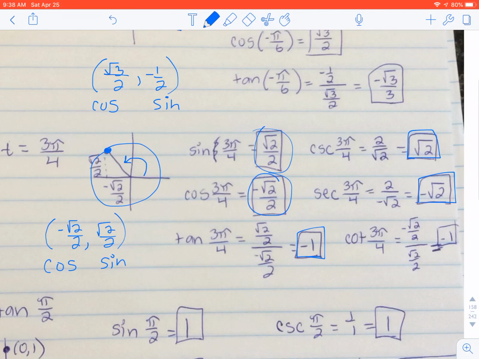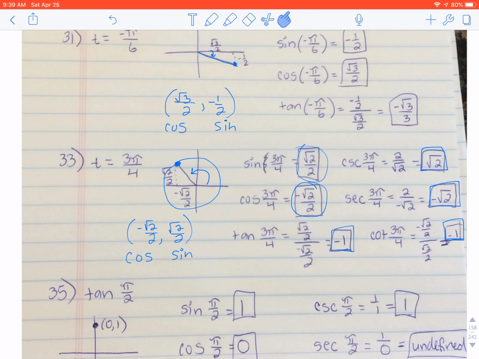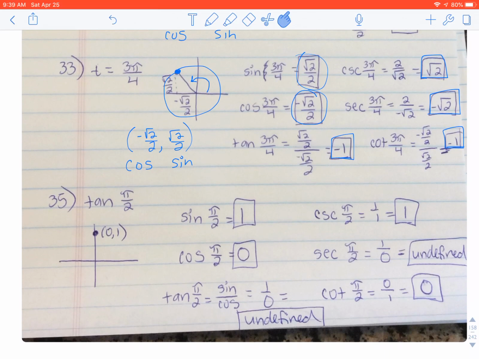The cotangent of 3 pi over 4. Again, take the reciprocal. So we have negative square root 2 over 2 over square root 2 over 2, which reduces to -1. Okay, so very similar to the previous problems that we did, but now we're finding the three trig functions.